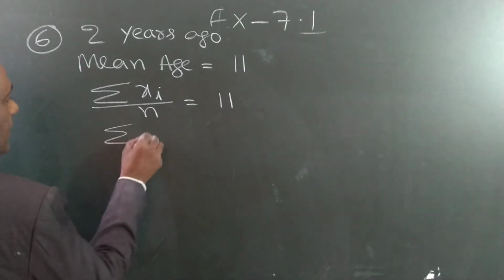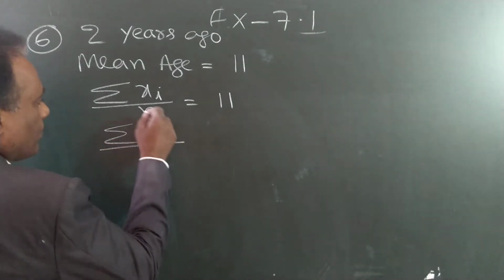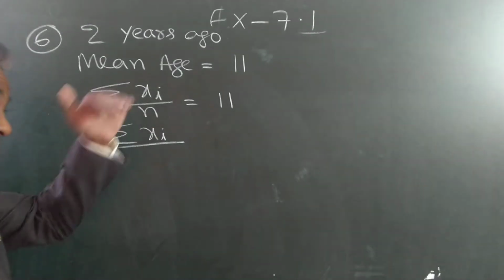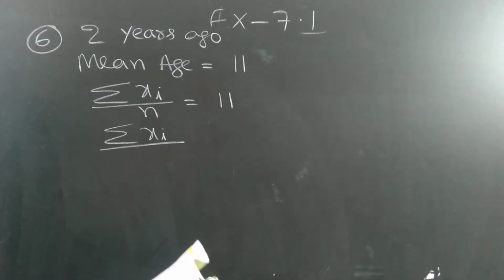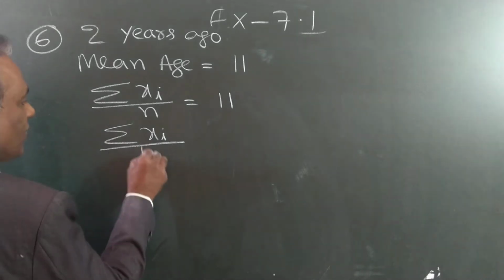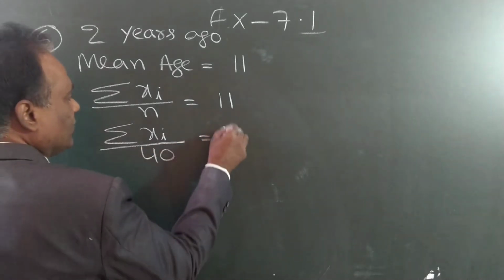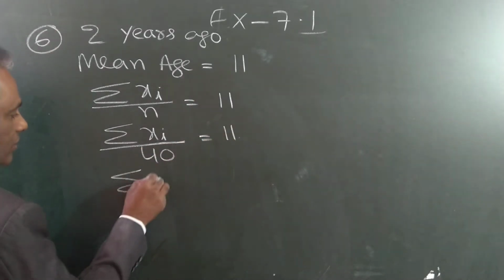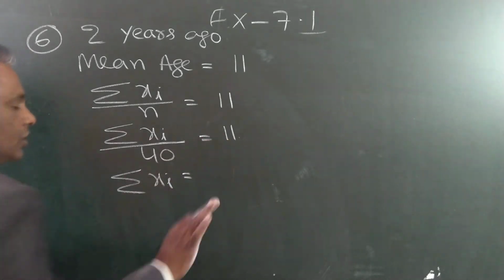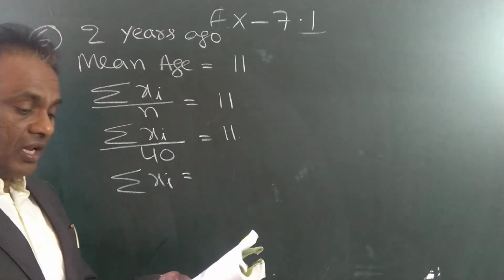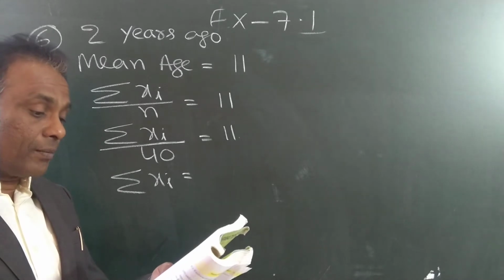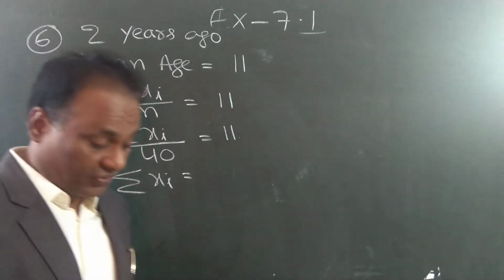Sigma xi by number of people. How many ages we have added? Number of observations. 40 people is equal to 11. So sigma xi is equal to, don't write. Now a person left the group and mean age is changed to 12 years. See here.